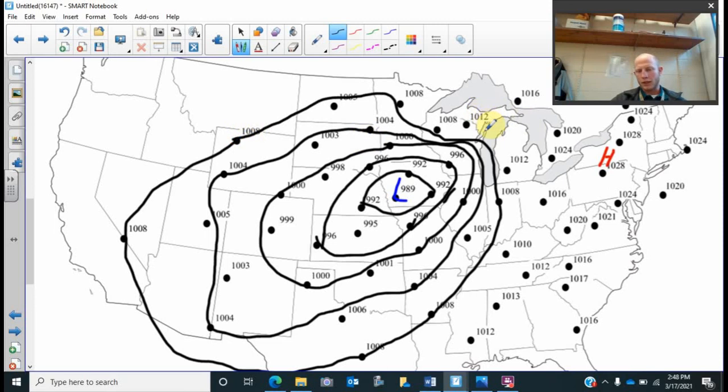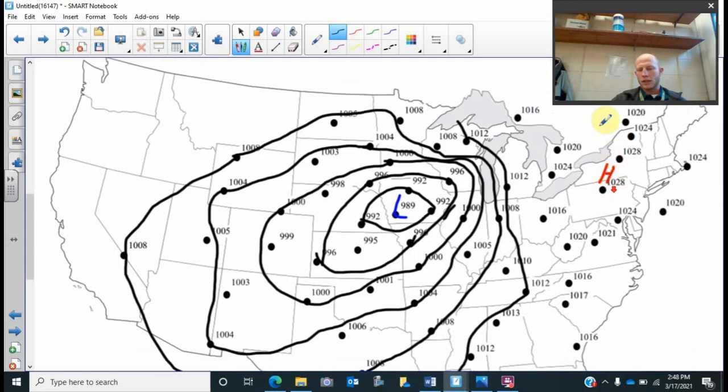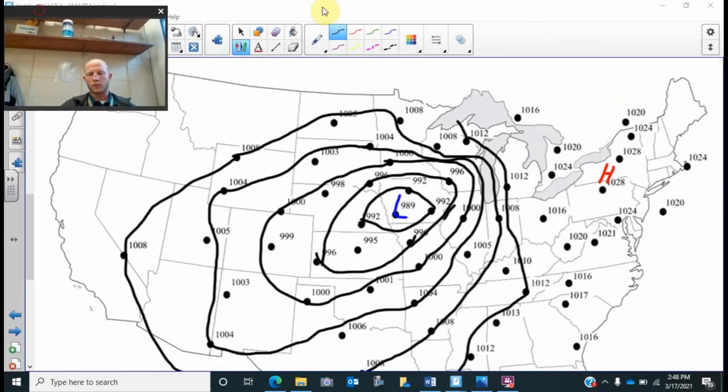And then I finally get to my 1,012, which is right here. 1,012. Anything greater than goes on the outside of my isobar line. And then these 1,012s, they end right there. There's no way to reconnect it. I have to scooch this pane over here now.